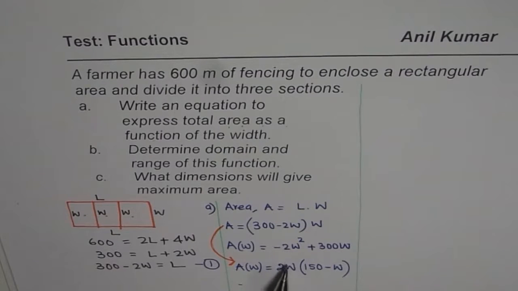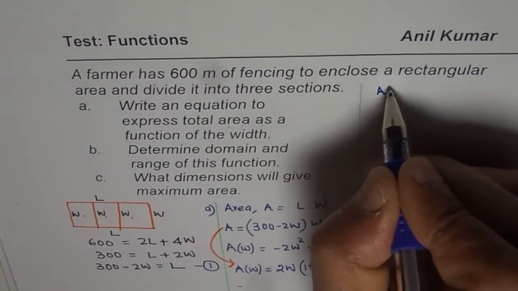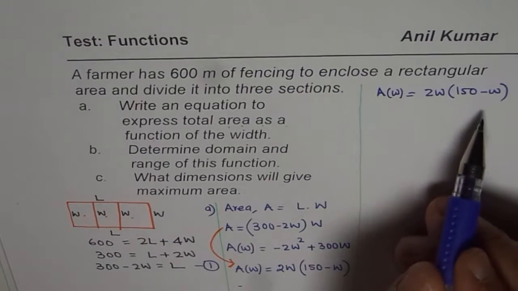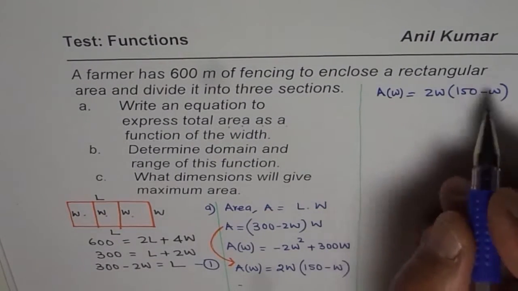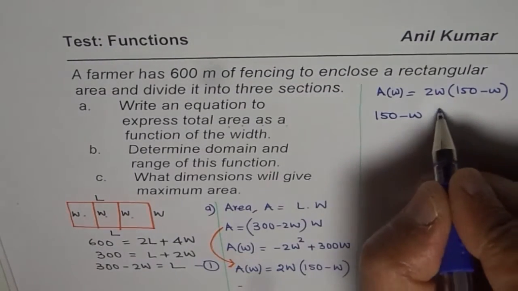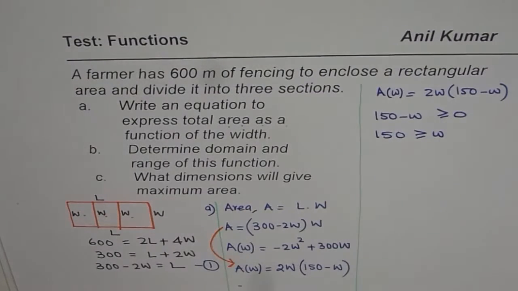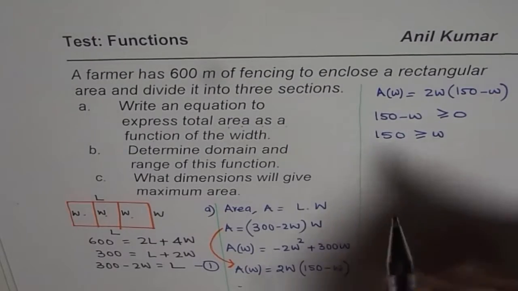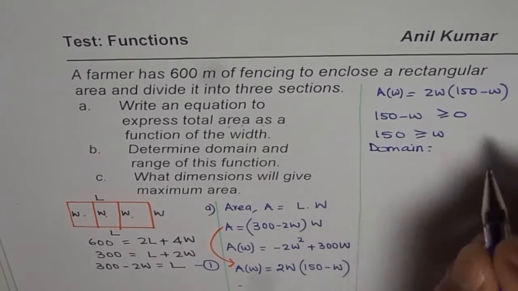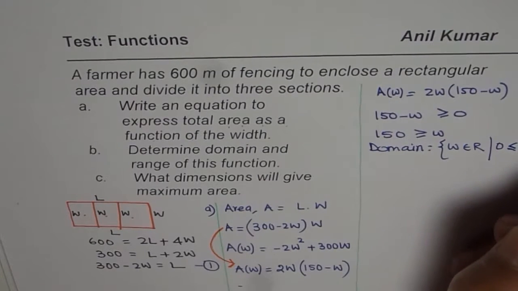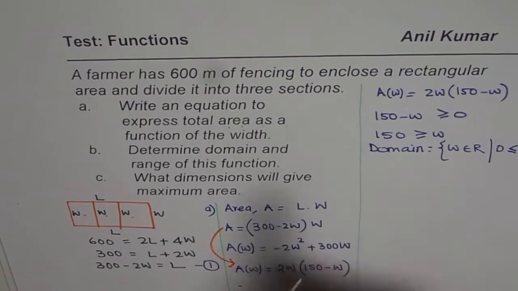We could factor 2W here, or minus 2W also. So we get 150 minus W, right? From here we will find domain and range. So area as a function of width equals twice width times 150 minus W. Now clearly width has to be positive, right? So this 150 minus W should be greater than or equal to 0. Solving this inequality, we get 150 is greater than or equal to W, right? So that becomes the values for W, and so we get the domain. In our case, domain will be W belongs to real numbers from 0 to 150. So that is the maximum value it can have.